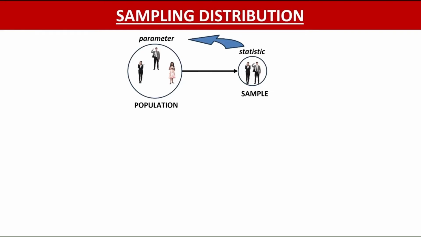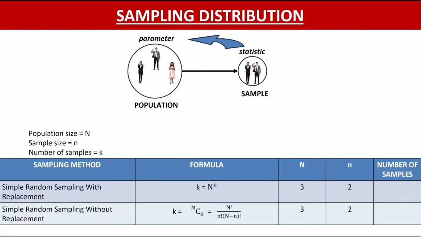Now let us first see how many samples can be drawn from a finite population. Consider a population size of capital N, sample size of small n. Then the number of samples that we can get, we can represent it with a small k. So if we consider simple random sampling with replacement, it means once we draw an object in a sample, we again replace it with the same object for our next draw. Here the formula for number of samples k is given by population size raised to sample size, that is capital N raised to small n. So if we have a population size of 3 and sample size of 2, then the number of samples that we will get is 9.